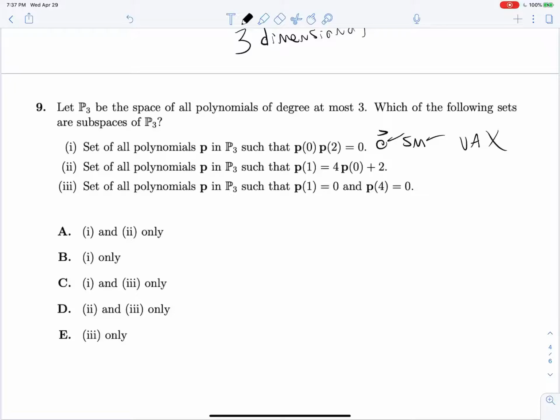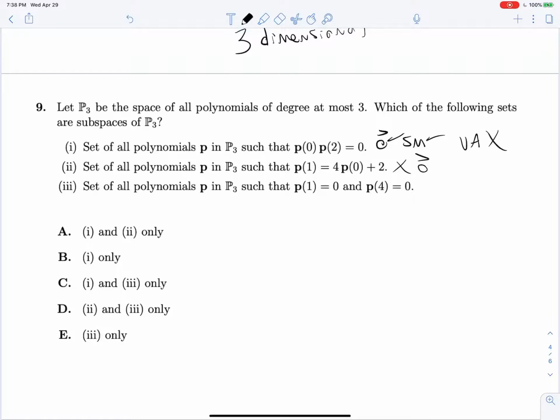Okay, 2. The set of all polynomials in P3 such that p at 1 is equal to 4p at 0 plus 2. Okay, does this include the 0 polynomial? That's an interesting thing to try to think about, because if we evaluate the 0 polynomial at 1, we get 0. If we evaluate 4 times the 0 polynomial at 0, we get 0 plus 2. This is inconsistent. And so it's not closed under having the 0 polynomial. I know that doesn't make sense.